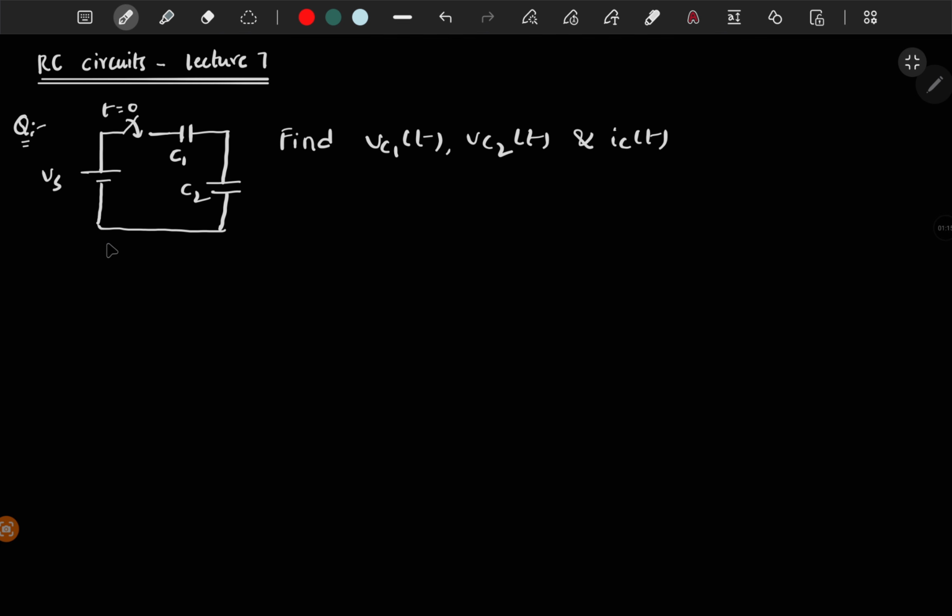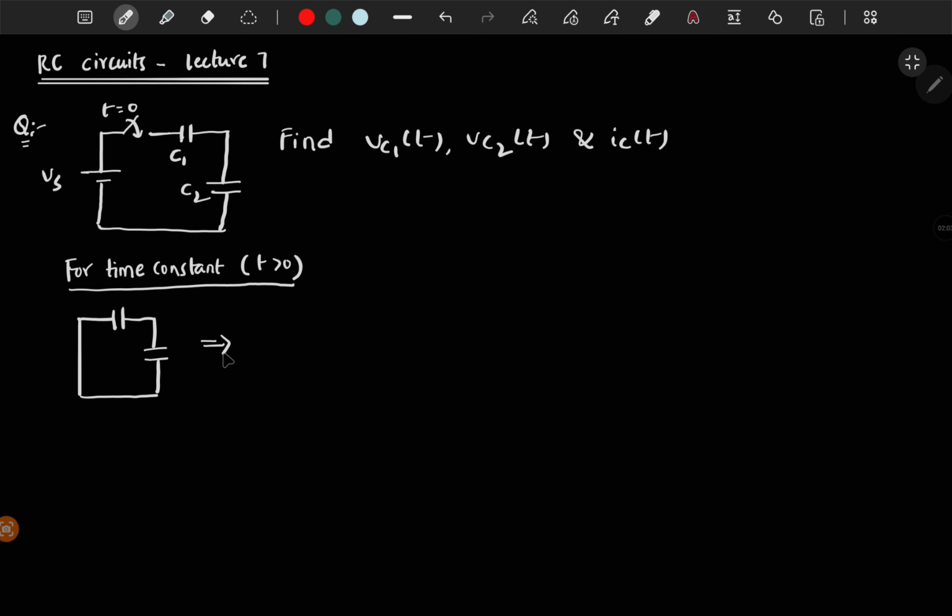So in the given circuit there is one voltage source, and at t equal to 0 the switch is closed, and we have two series capacitors. Suppose you want to find the time constant of the circuit. You have to check for t greater than 0. For t greater than 0, how will the circuit behave? To find the time constant, short circuit the voltage source, and then you have two capacitors in series.